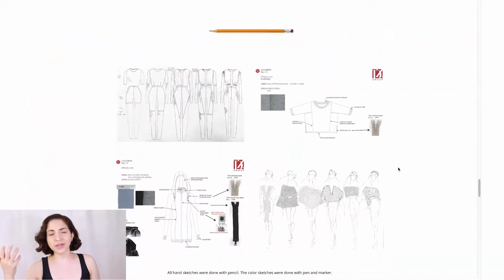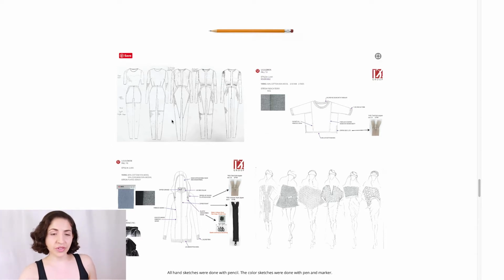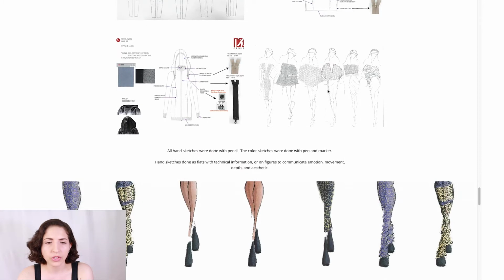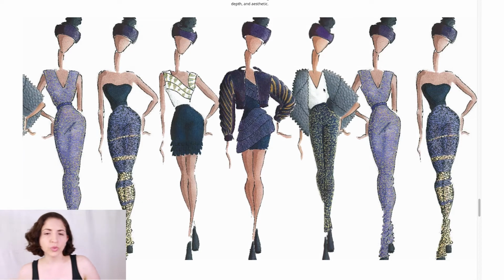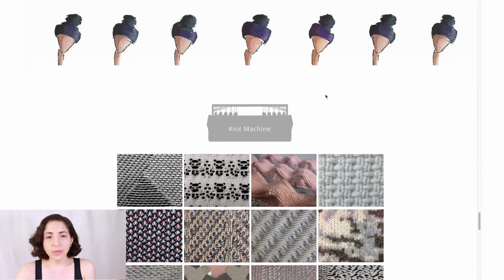And then sketching. I listed this under programs, but I think it works in that category. So sketching here is like flat looks. Here's more of a technical garment. Here I just have figure drawings with pencil. Also here's full figure drawings kind of in motion with pencil and marker. These are in color. And then knit machine is the next thing.